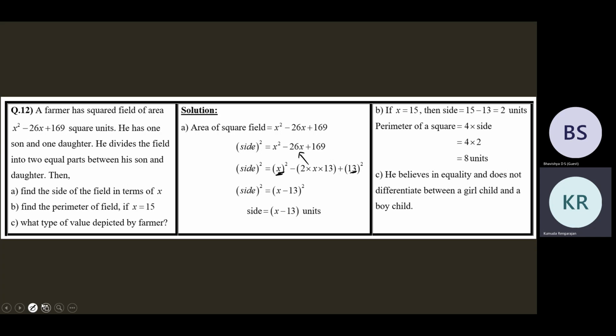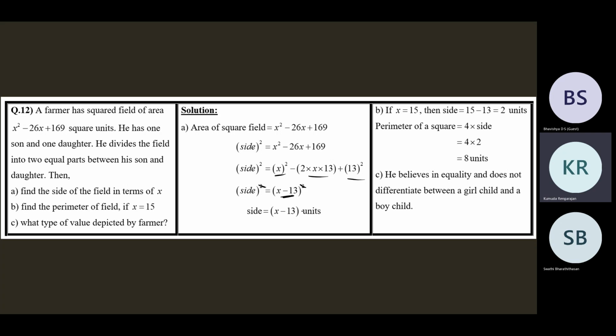So clearly the given expression is in the form a square minus 2ab plus b square, which is a minus b the whole square. So side square is equal to x minus 13 the whole square. So side will be equal to x minus 13. You can just take off the squares from both the sides. So side is equal to x minus 13 units. This is a square minus 2ab plus b square, so a minus b the whole square is side square. So side is equal to, the squares on either side you can just cancel them. So side is equal to x minus 13 units.